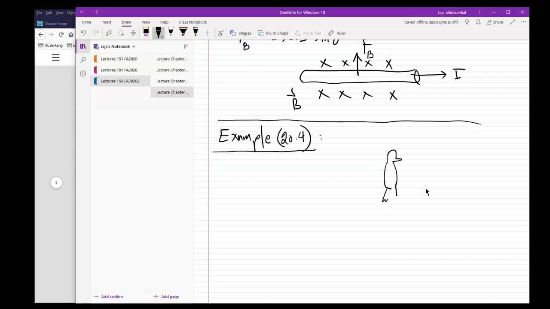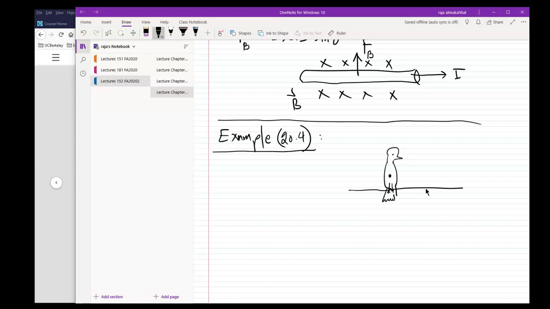Got the tail here. There we go. Smiley bird. There we go. And here's the legs. Here's the perch, right there. And let me put the forces on it.